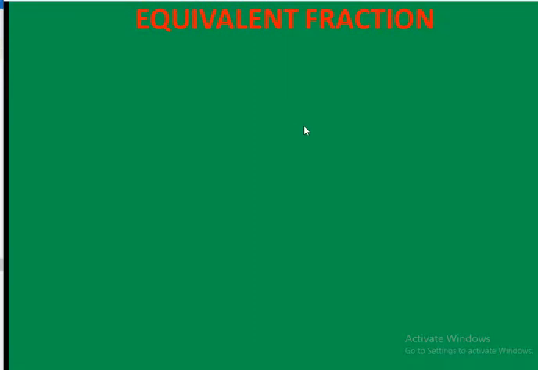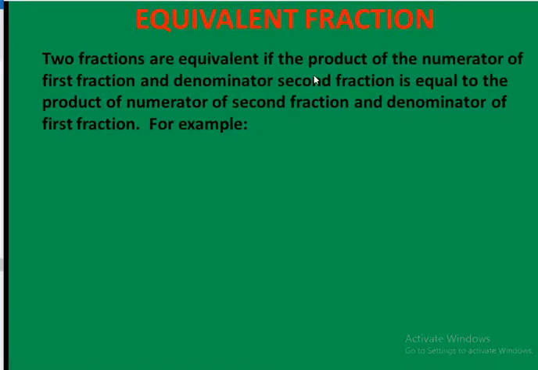Then equivalent fraction. Two fractions are equivalent if the product of the numerator of the first fraction and the denominator of the second fraction is equal to the product of the numerator of the second fraction and the denominator of the first fraction. For example, here we have been given these two fractions, and if we cross multiply their numerators and denominators and get an equal result for both, then we can say that these are equivalent fractions.